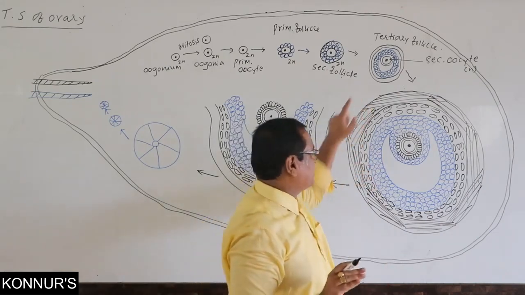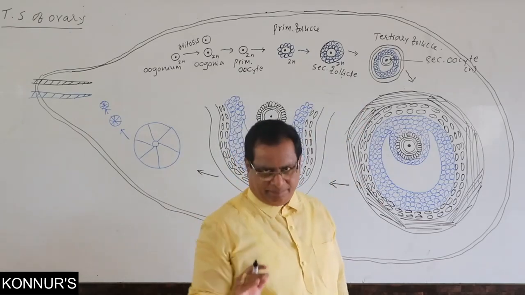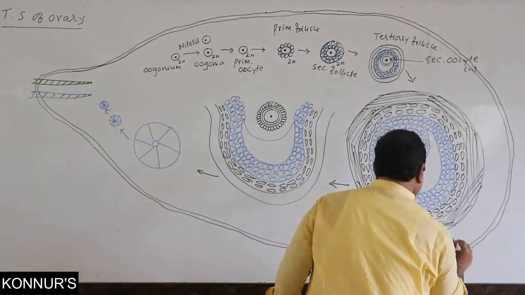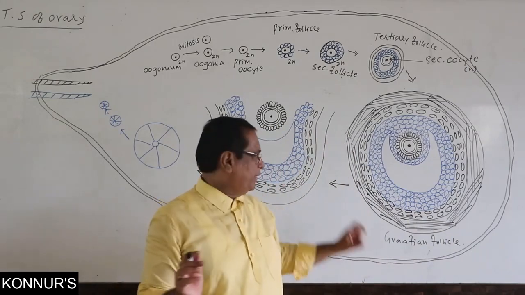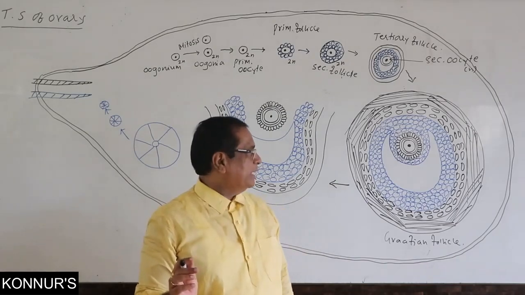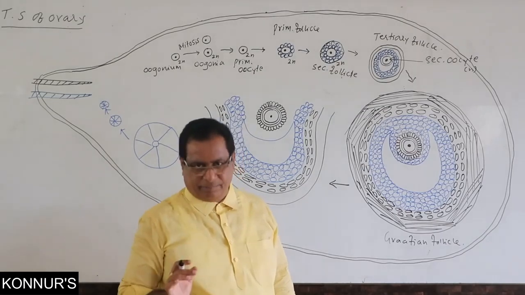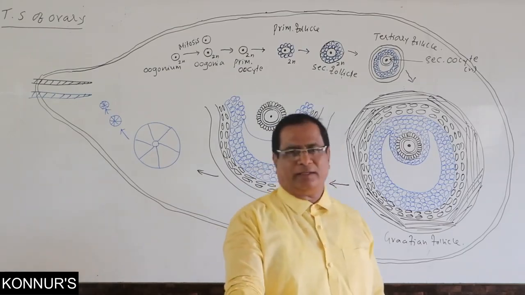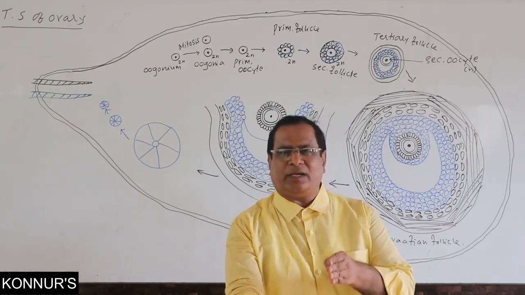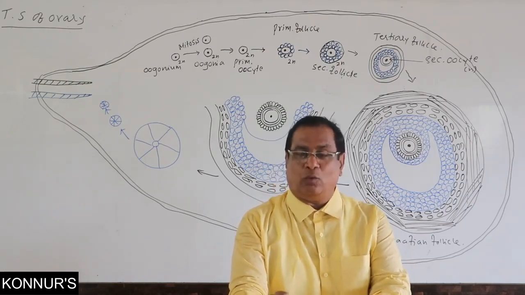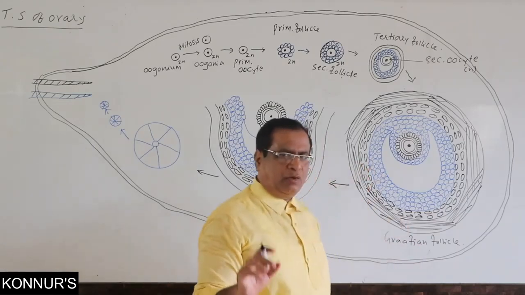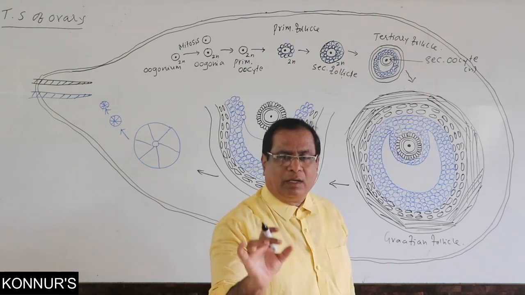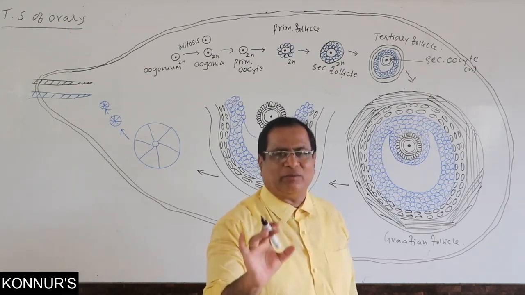And now, this tertiary follicle gets matured and it becomes Graafian follicle. This Graafian follicle is a matured ovarian follicle. Usually, when that female reaches puberty age, the first Graafian follicle will form. It is a matured ovarian follicle in which the ovum or egg or secondary oocyte is developed.